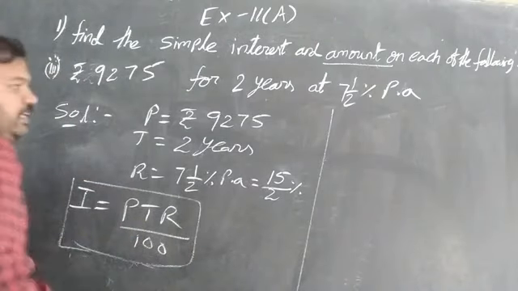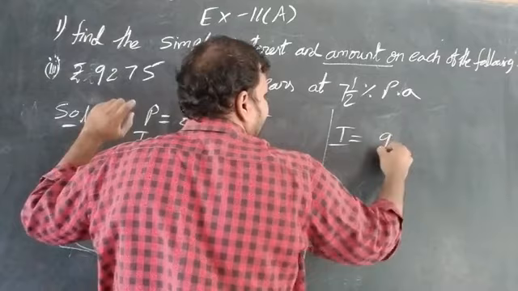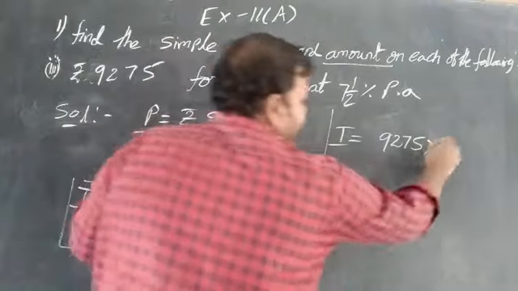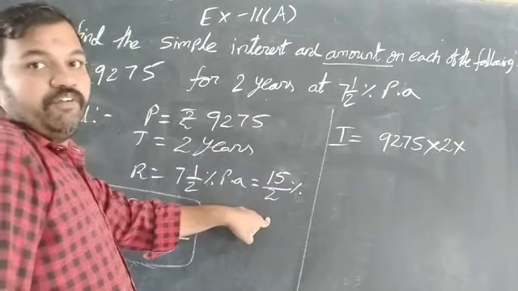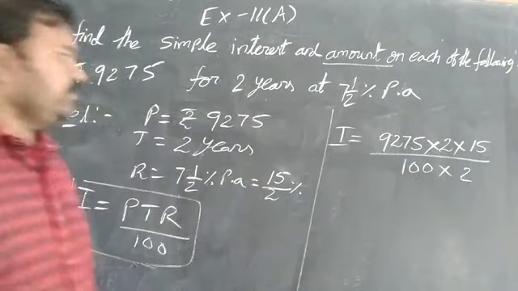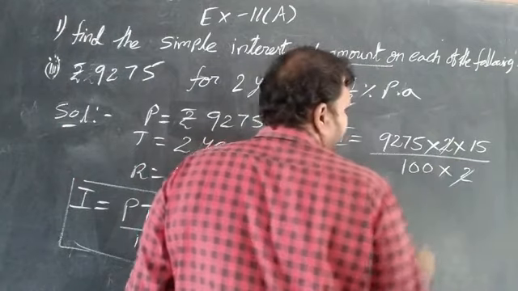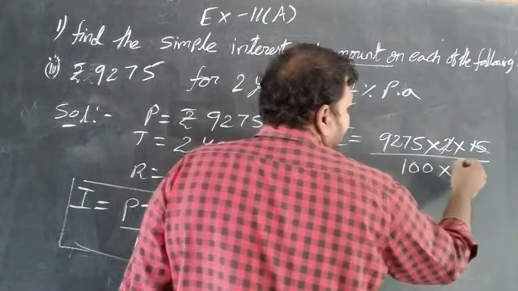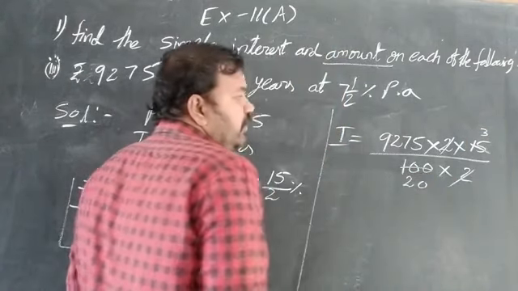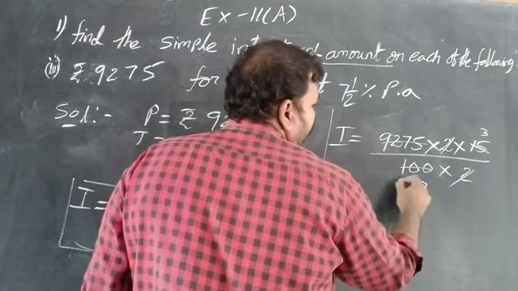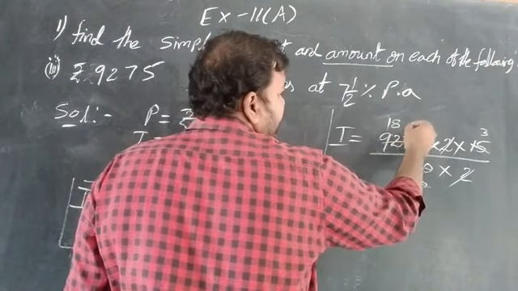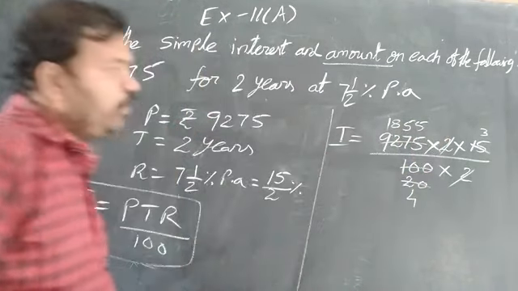Substituting in the formula and solving. I is equal to 9275 into 2 years into 15/2, all over 100. First write the numerator part 15 and the denominator 2. Cancellation. The 2 table cancels. Next I use the 5 table for cancellation. So 3 times, here 20 times. Again cancellation in the 5 table, 4 times. 1 time 4 is 5. Again no multiplication or cancellation.